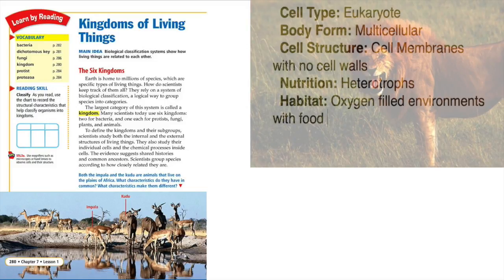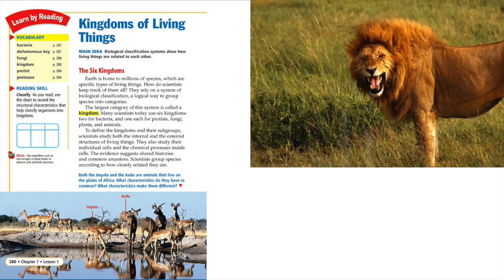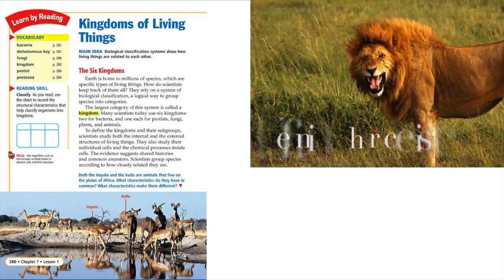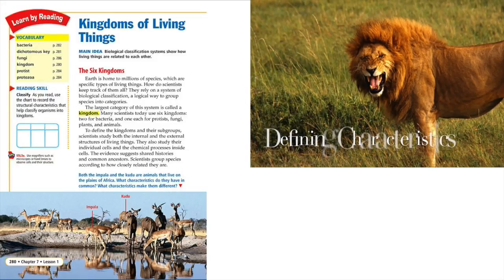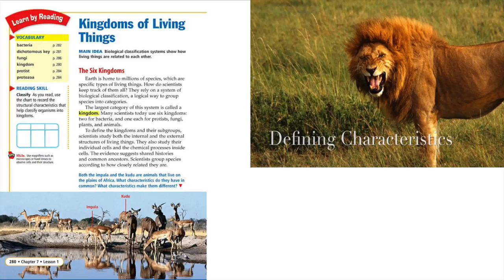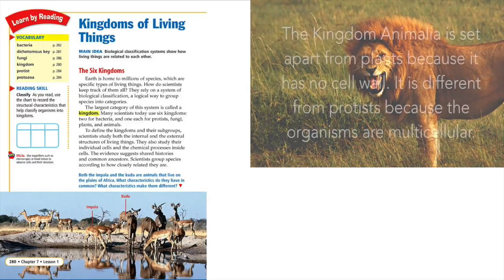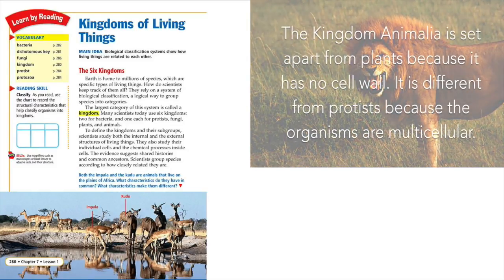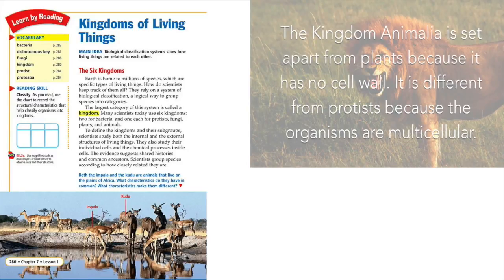Okay? It does tell us that the earth is home to millions of species of living things. And how are we going to keep track of all these things? So scientists are going to use some type of logical way to determine how we're going to put different things into different groups. We're going to learn that they use a system called a Dichotomous Key. This is a tool that we use to identify organisms based on contrasting pairs of characteristics.